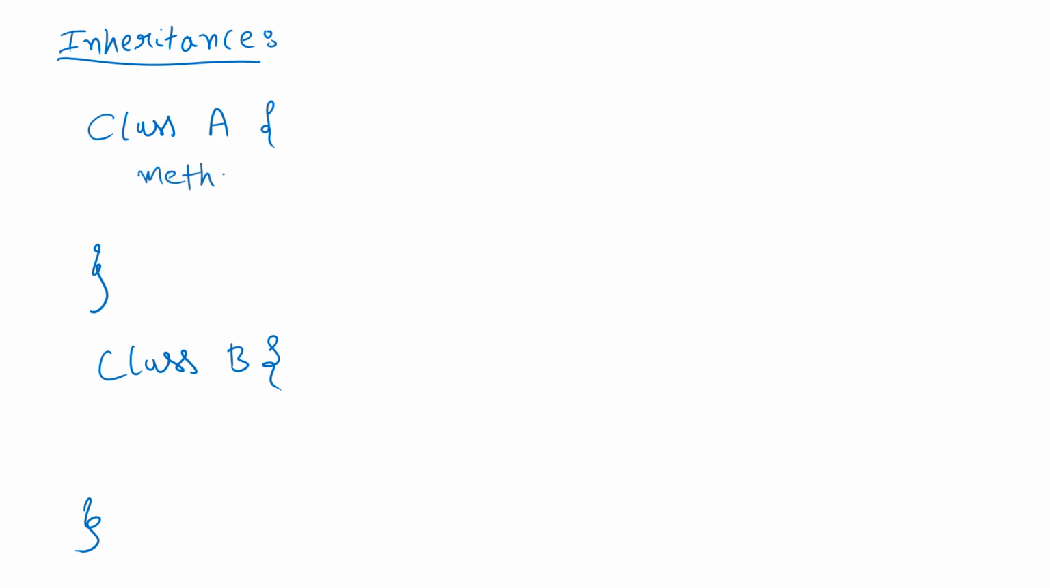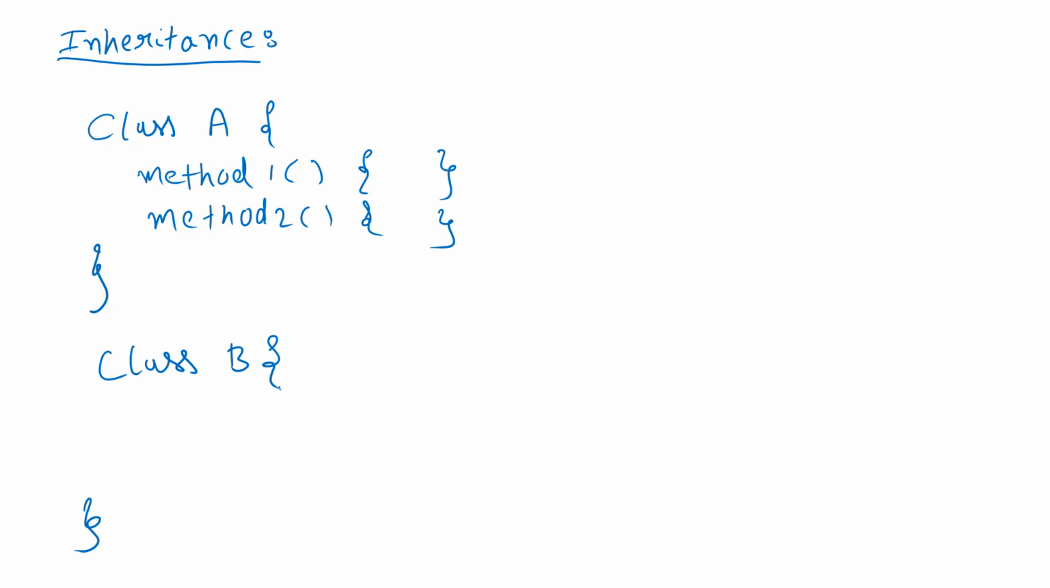Inheritance. Let's say I have two classes. One is class A and another one is class B. In class A, let's say I have two methods. One is method 1 and another one is method 2.